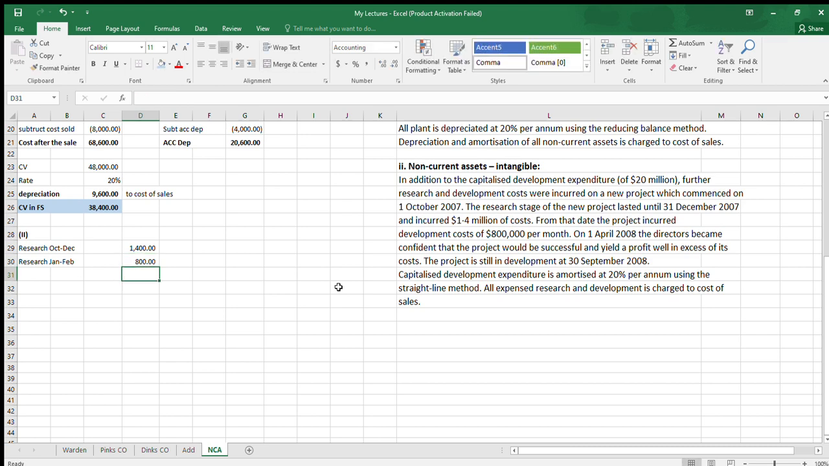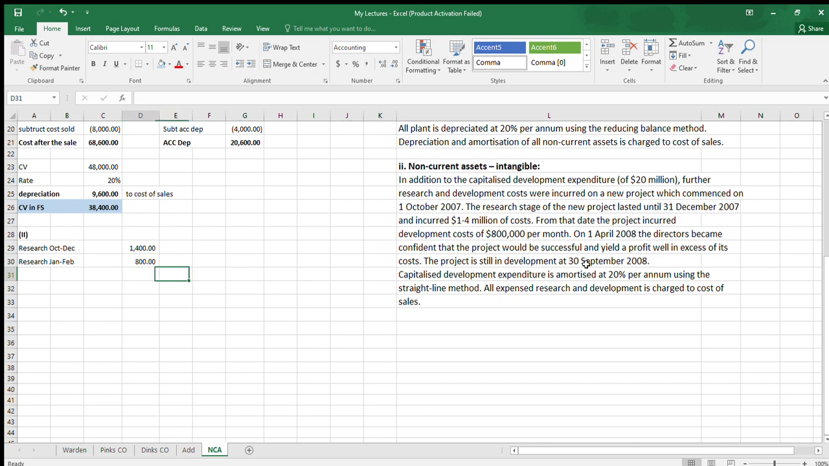So from 1st April 2008, that is when the directors became confident that the project will be successful and yield a profit in excess of its cost. The project is still in development at 30th September, and that is our year end. So now from April to September, and mind you, they are paying 800,000 per month. So from April to September, you capitalize. Let's count our fingers: April, May, June, July, August, September, meaning 6 months. So for the 6 months, it is going to be capitalized.